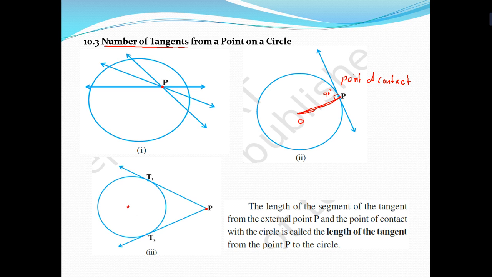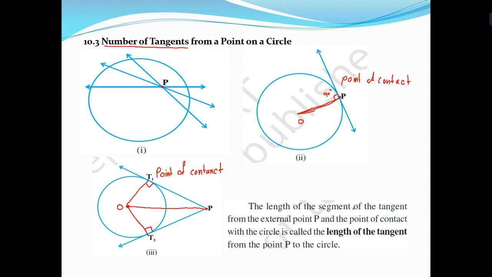If you see the proper figure here, this is the center. And here it is always perpendicular. And again here it is also perpendicular, 90 degrees. So it is O. And we can draw one line also like that. But P is outside. So the length of the segment of the tangent from the external point P to the point of contact with the circle. Here T is called the point of contact. Here it is also a point of contact.